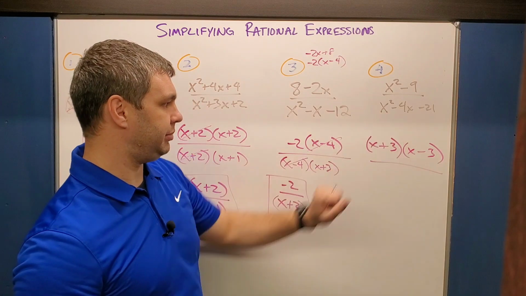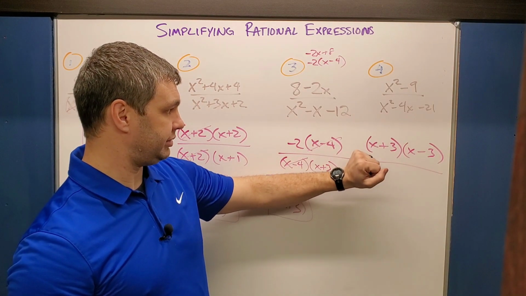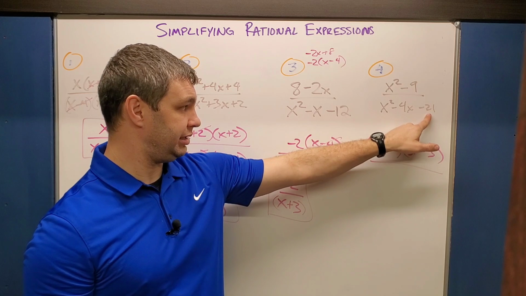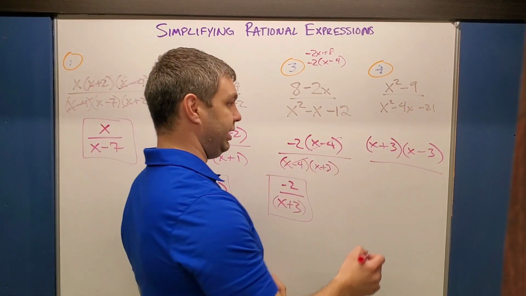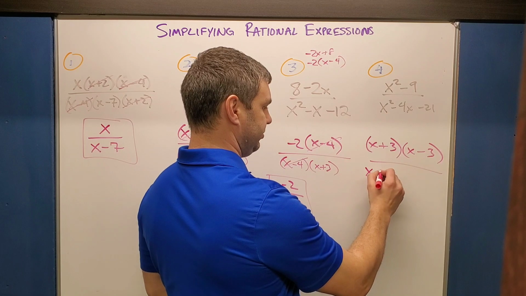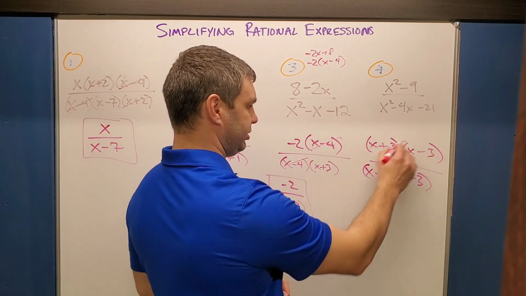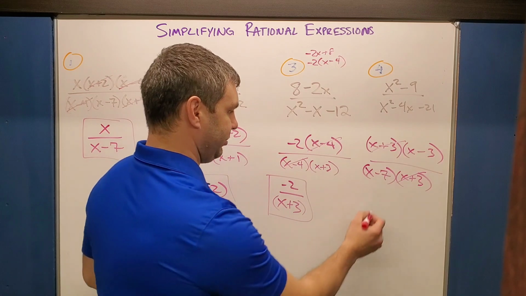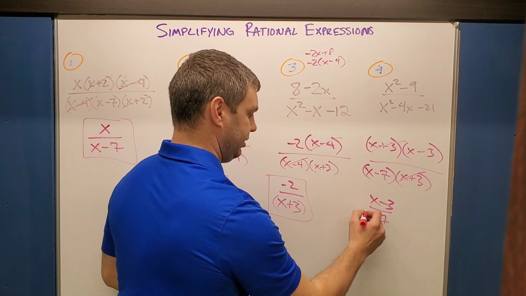And then on the bottom, maybe we'll have either a positive 3 or a negative 3. Let's see. Multiplies to be 21 or negative 21 and adds to be 4. Let's go with negative 7 and positive 3. So x minus 7 and x plus 3. So the plus 3's are going to cancel. And I'm going to have x minus 3 on top, x minus 7 on the bottom.